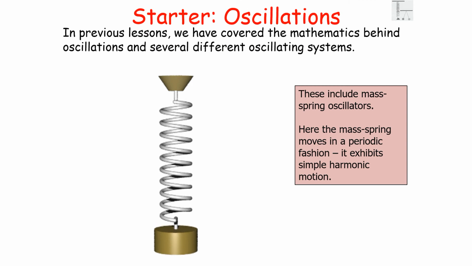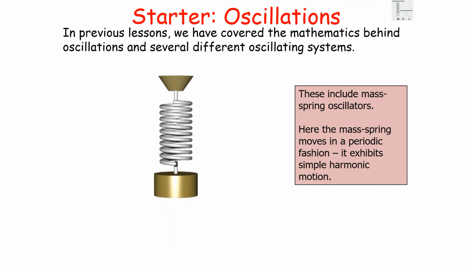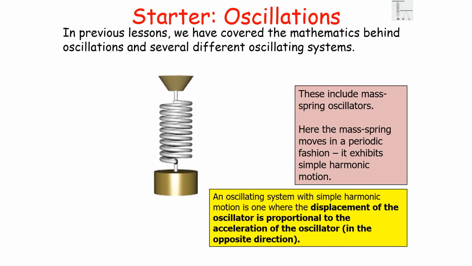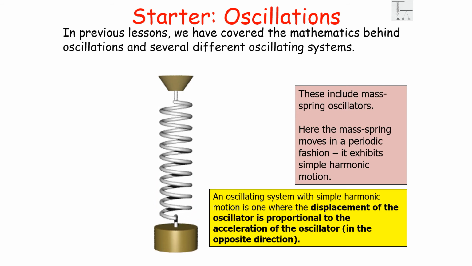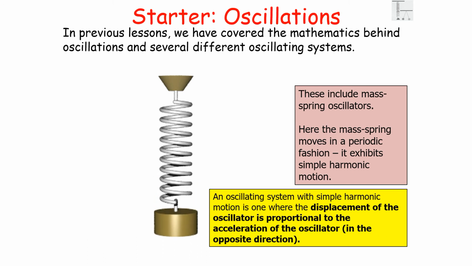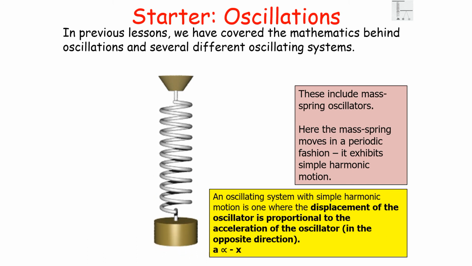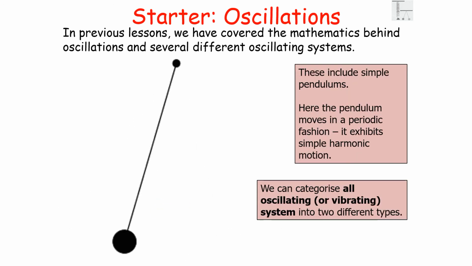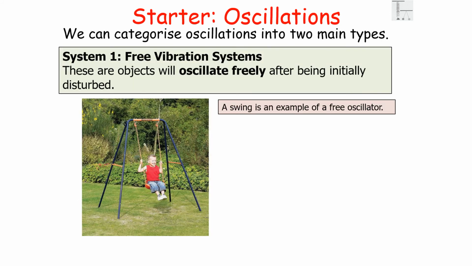Now, in previous lessons, we've looked at the different mathematics of the different types of oscillators. Remember, a simple harmonic oscillator is when the displacement of the oscillator is proportional to the acceleration of the oscillator in the opposite direction. A is directly proportional to minus x. So you can categorize all oscillating or vibrating systems into two different types. System 1, a free vibrator. These are objects which oscillate freely after being initially disturbed, such as a swing.